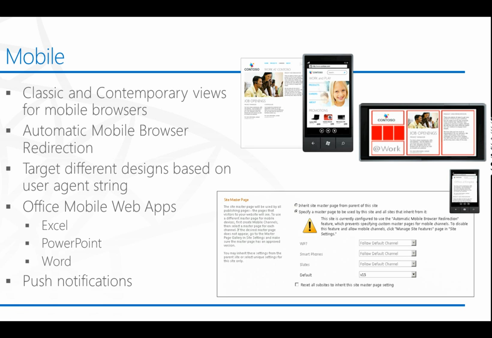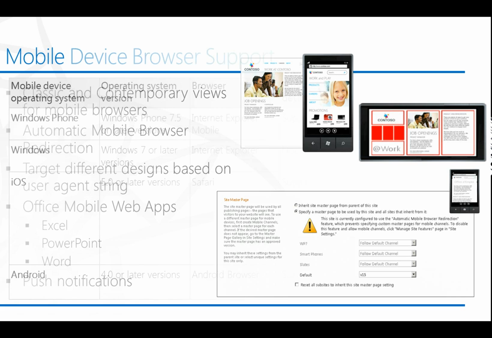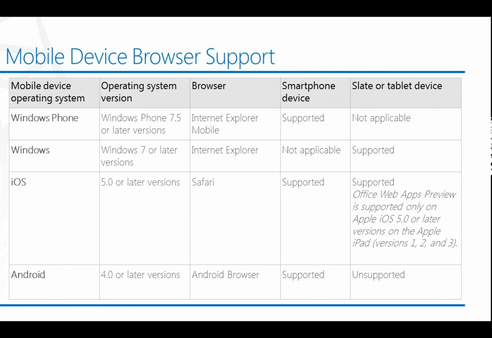You also have Office mobile web apps, so using a phone or a tablet device, you can now easily browse through Excel, PowerPoint and Word documents. And they've also implemented push notifications, so where you had a phone and you can get updates coming through automatically as a service, there's built-in support for that. Okay. So they've even got a page on mobile device browser support.